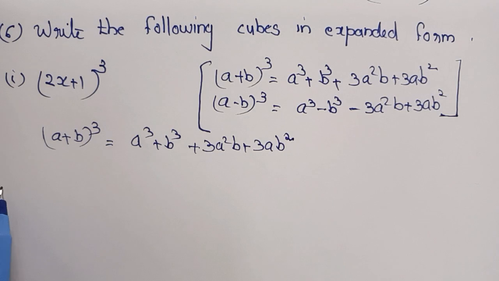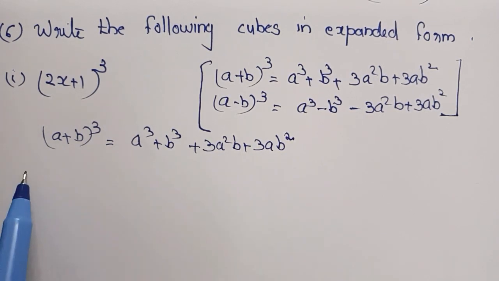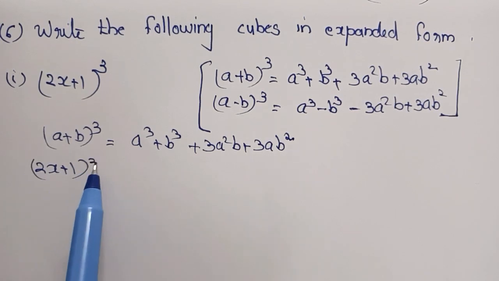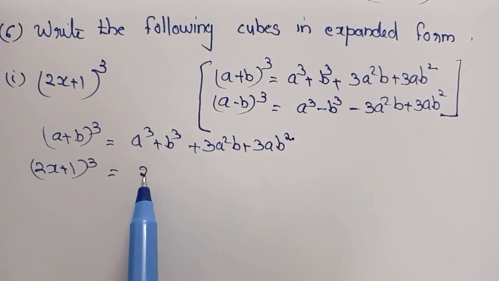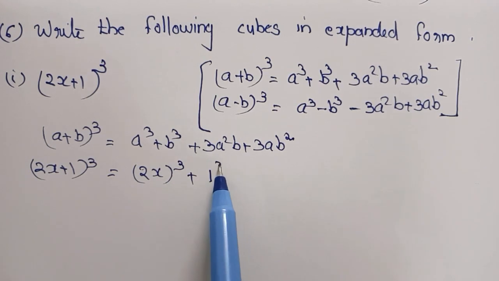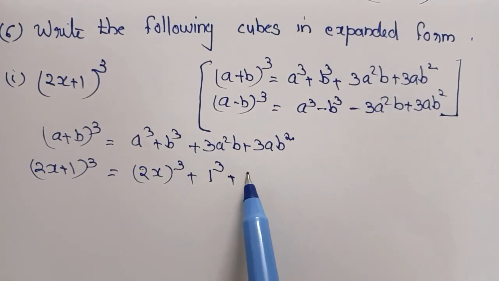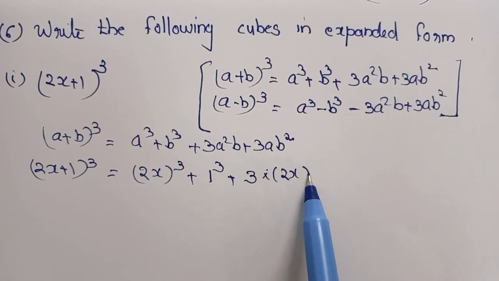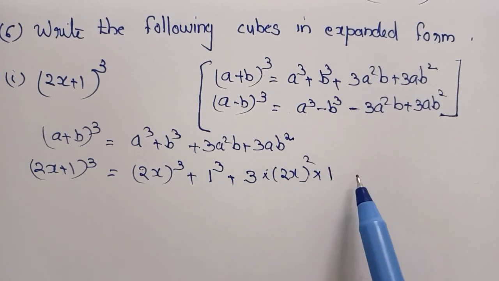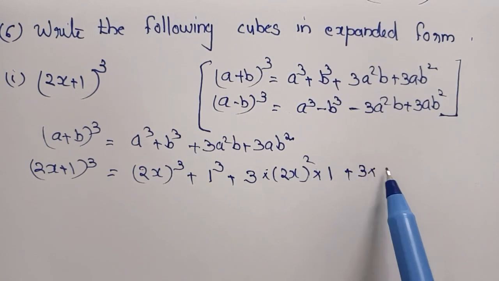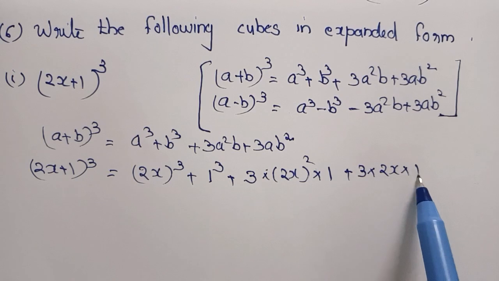Now using this identity, we have to expand the first question, that is (2x + 1)³ = a³, a³ is (2x)³, plus b³, 1³, plus 3a²b, that is 3 into (2x)² into b, it is 1, plus 3ab², ab² means a is 2x into 1².